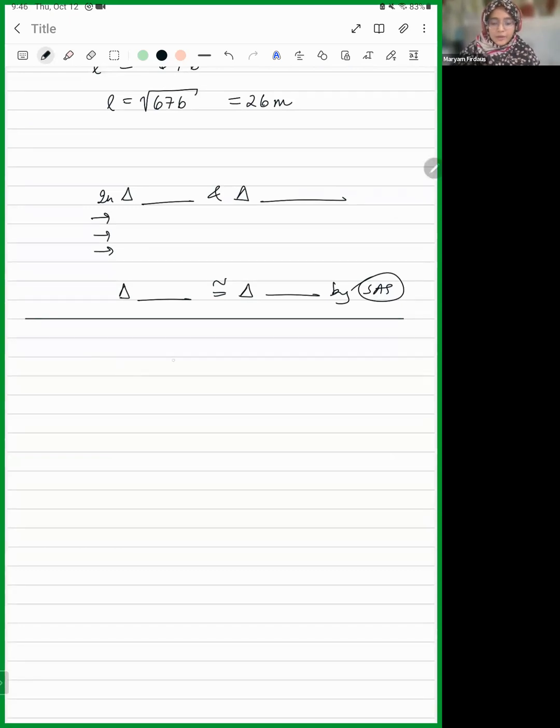Angle side angle. For example, Abdul Jabbar, look at this side. If it's given that this side, I'm going to draw two triangles, so this side is equal to this side, and this angle is equal to this angle, and this angle is equal to this angle.